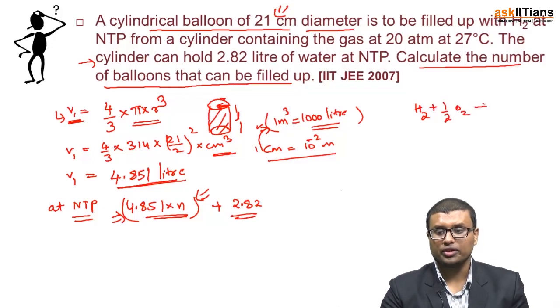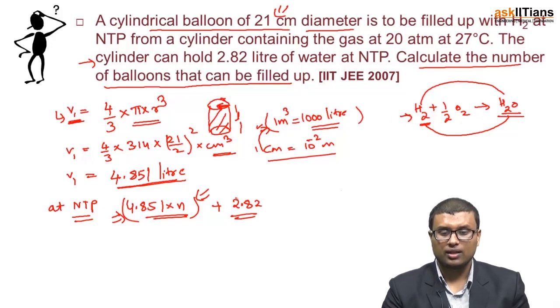H2 plus half O2 gives H2O. So 1 mole of hydrogen gives 1 mole of water. That means 1 volume of hydrogen gives 1 volume of H2O, so 1 liter of hydrogen gives 1 liter of H2O. That means 2.82 liters of water is given by 2.82 liters of hydrogen. So you already have 2.82 liters of hydrogen, and 4.851 into N is the volume of the gas present in your cylindrical balloons. So at NTP this is your volume.